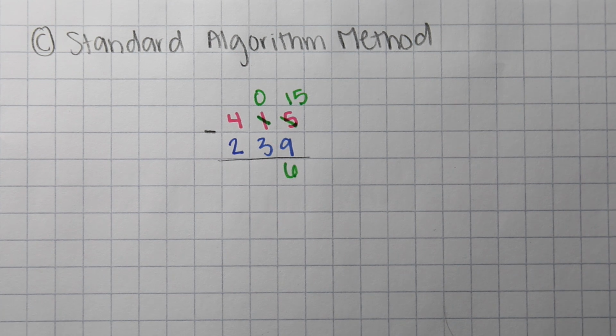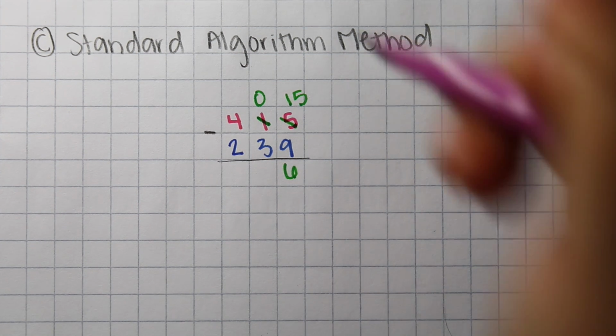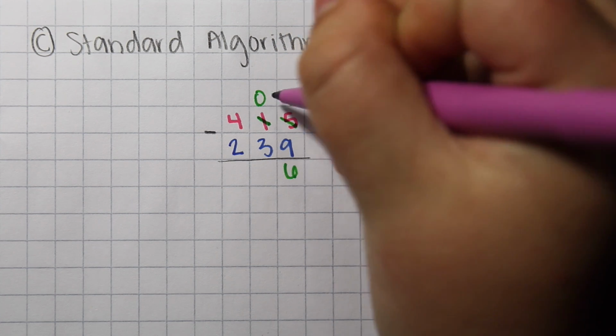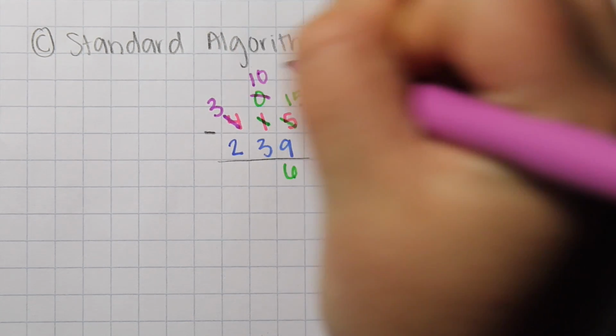I then realized that I couldn't take 3 from 0, so I had to borrow from the hundreds place and change the 400 to 300 to be able to create 10 in the tens column.